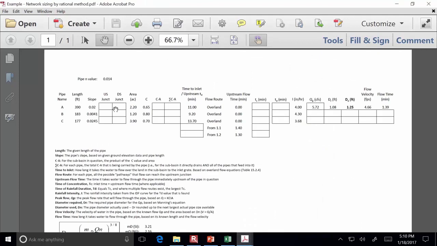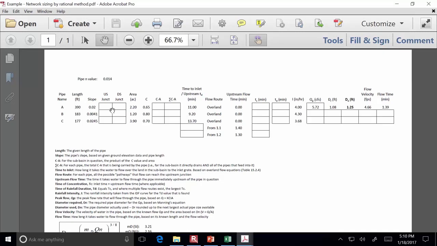back to this one. I'd like you to name the junctions, try and follow the same naming scheme that's before. We have the area in acres, the C value, and so what we're going to do in Excel is have it do these calculations of the area times the C value, and that'll give us CA. And then the sum of CA is going to be where we have to start applying a little bit of interpretation.